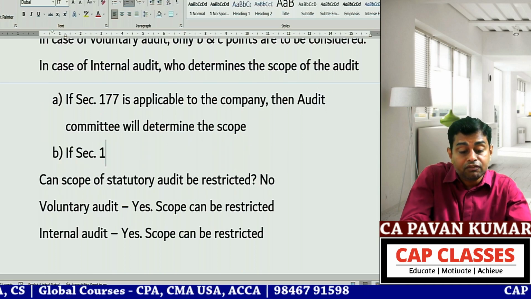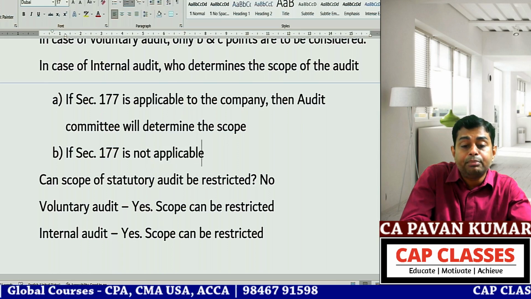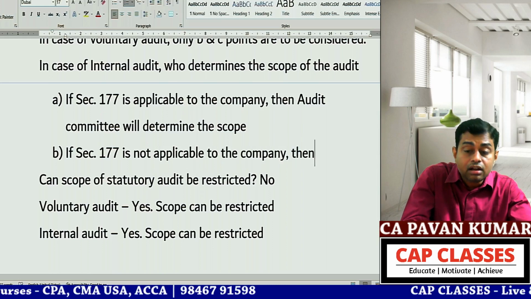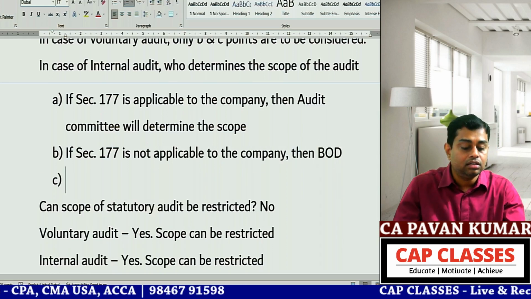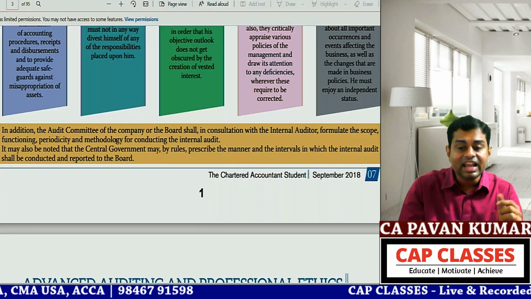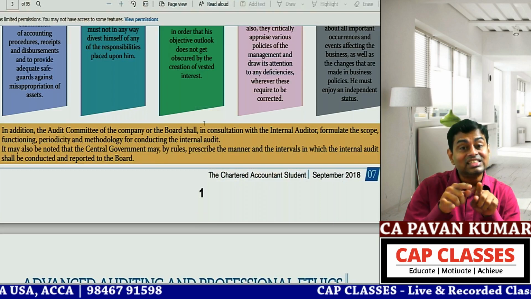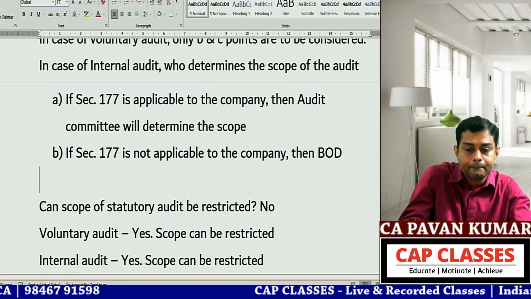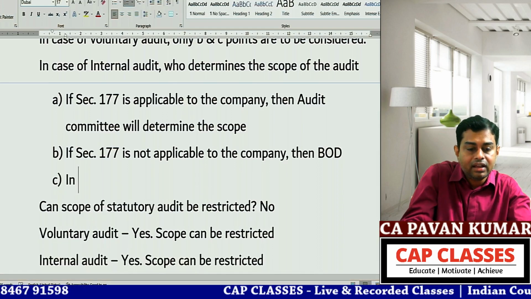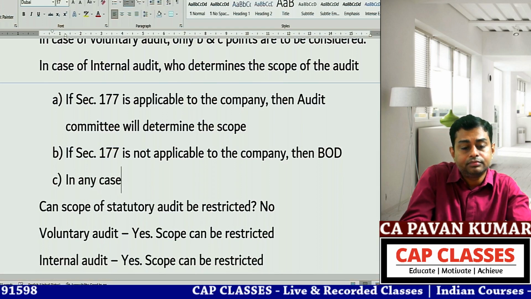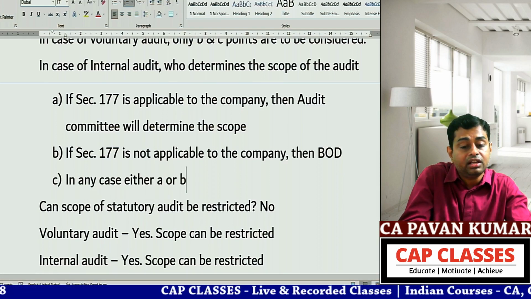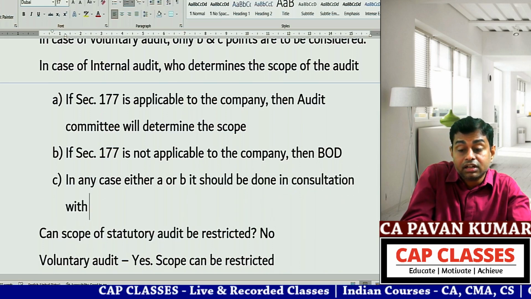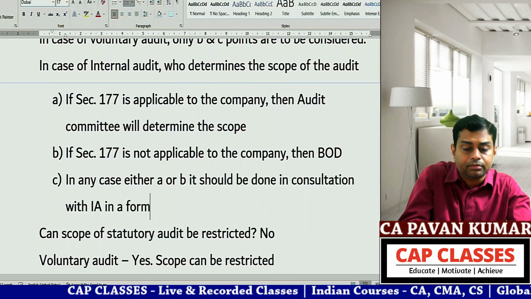If section 177 is not applicable to the company, then the board of directors. But in any case, it should be in consultation with the internal auditor. In consultation, in any case, either A or B, it should be done in consultation with the internal auditor in a formal meeting.